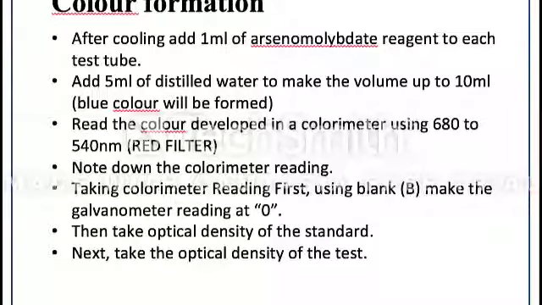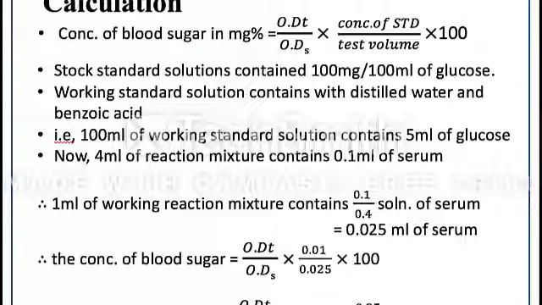Taking the colorimeter reading, first using the blank B, make the galvanometer reading at 0. Then take the optical density of the standard. Next, we take the optical density of the test. The calculation is given as the concentration of the blood glucose in milligram percent is expressed as optical density of test by optical density of standard multiplied by concentration of the standard upon the test volume into 100.